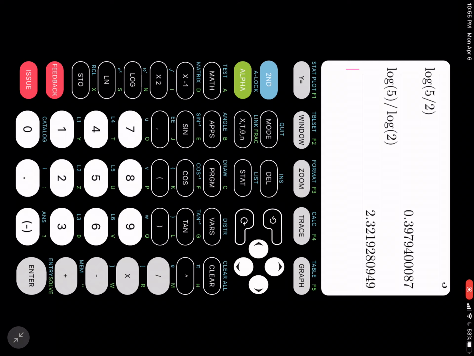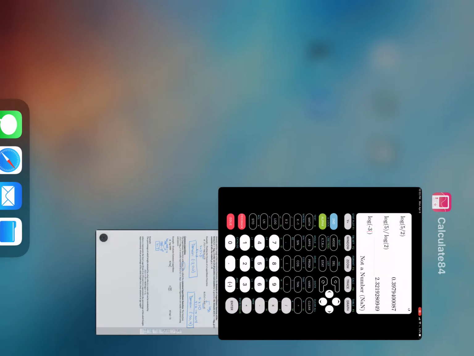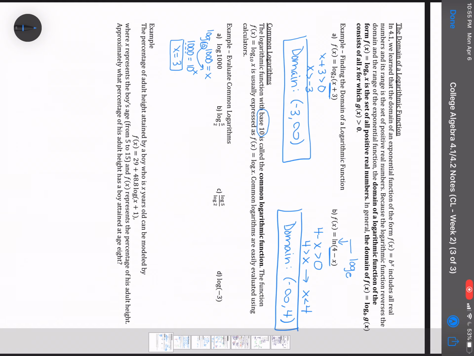Alright, in D, we have log of -3. And here we get does not exist, because remember, our inside value of a log has to be greater than 0, meaning it can't be negative. So log of a negative number does not exist, and when we start solving equations, we're going to use that to help us eliminate any values. Kind of like when we looked at solving rationals and figuring out what value makes our denominator 0.